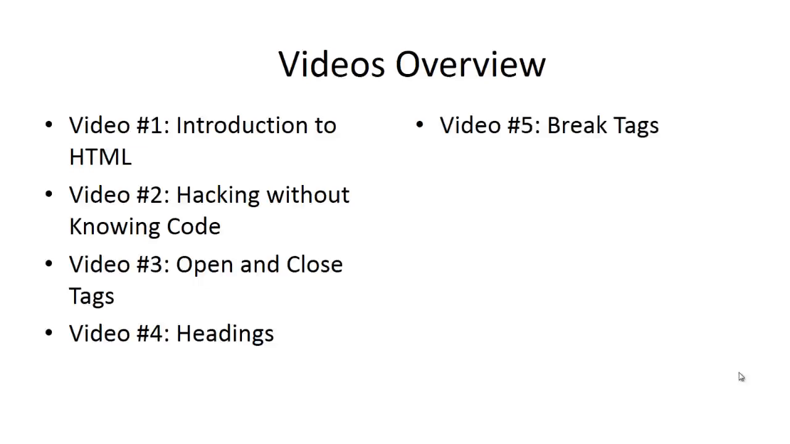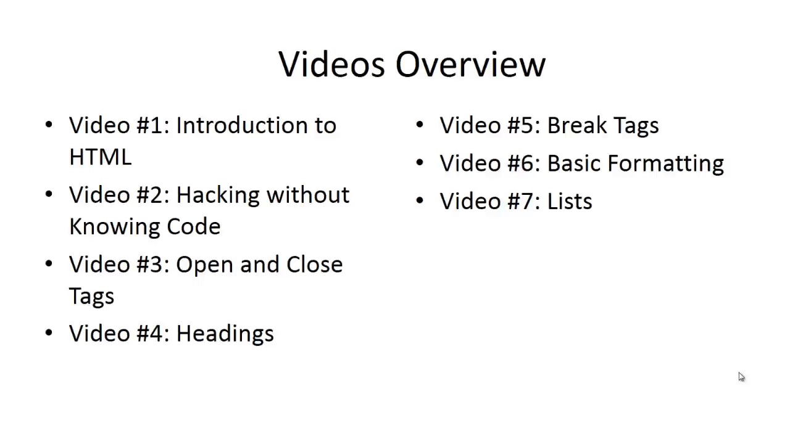In video number 5, we're going to talk about break tags. Break tags allow you to break sentences up so that you have white space in between. This is also good for creating white space between images and everything like that. In video number 6, we're going to talk about basic formatting: underlining, bolding, italicizing, things like that you are going to run into. In video number 7, we're going to talk about lists, unordered lists and ordered lists.